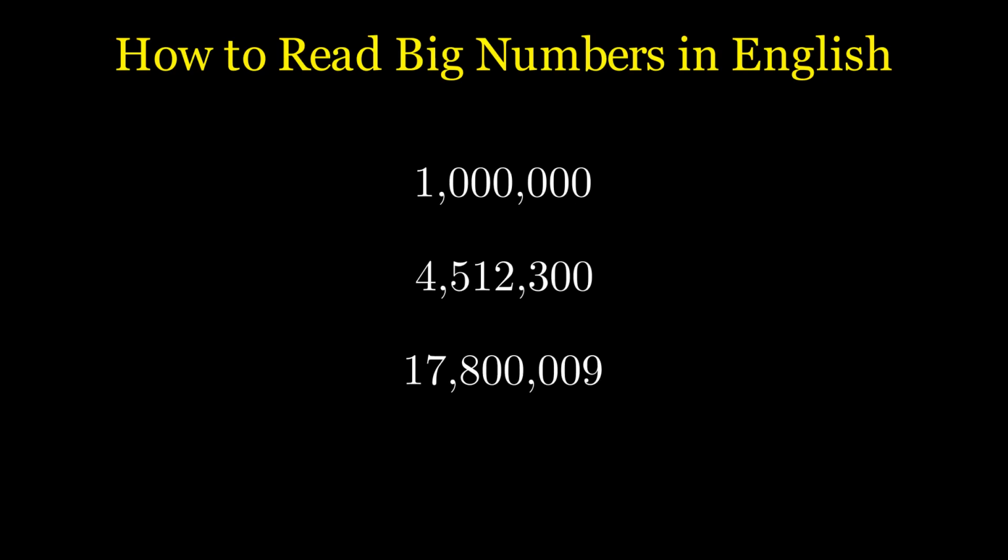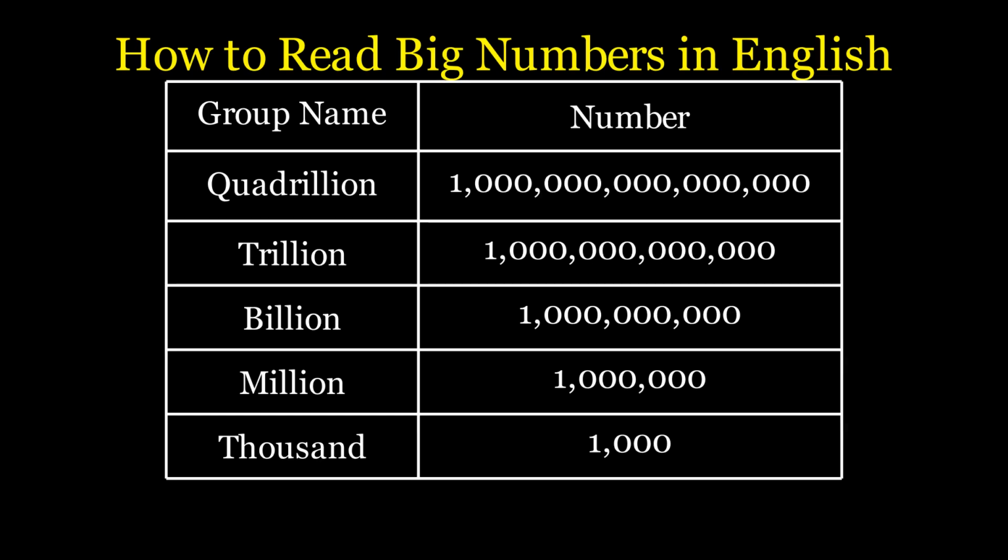This is where it starts to feel big. We say 1 million, 4,512,300. And 17,800,009? Here's a quick tip. Big numbers are grouped every 3 digits from the right, into thousands, millions, billions, and so on.